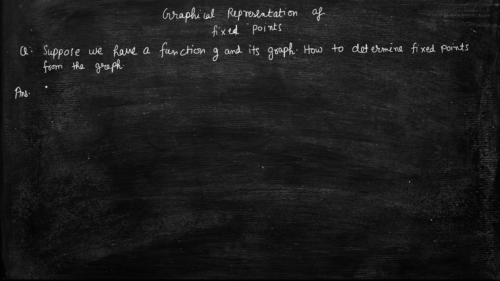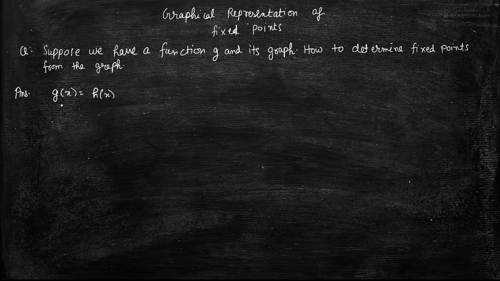Now suppose we have a function g and we plotted its graph and we want to find a fixed point from the graph. So how to do that? Let us say g(x) is equal to h(x). For a simple example, let us say g(x) and h(x) are given to us and we have to find points x such that this equation is satisfied. And we want to do this graphically.